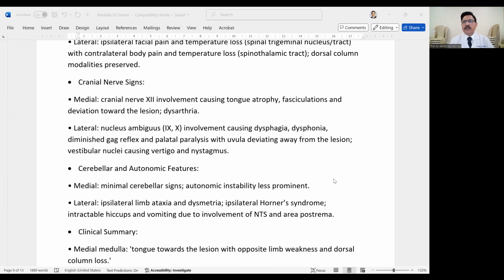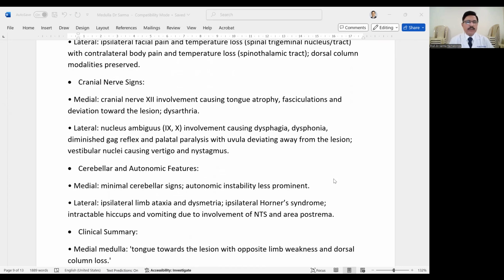Vinay, are you looking at the cranial nerve signs? 12th nerve involvement, medial. Lateral, 9 and 10 involvement causing dysphagia, dysphonia, diminished gag reflex, palatal paralysis, uvula deviating away from the lesion, and vestibular nuclei involvement causing vertigo and nystagmus.